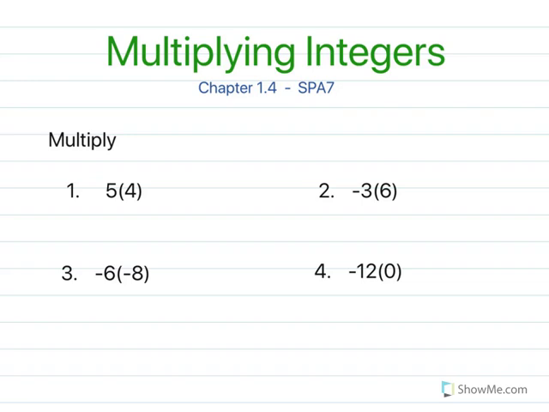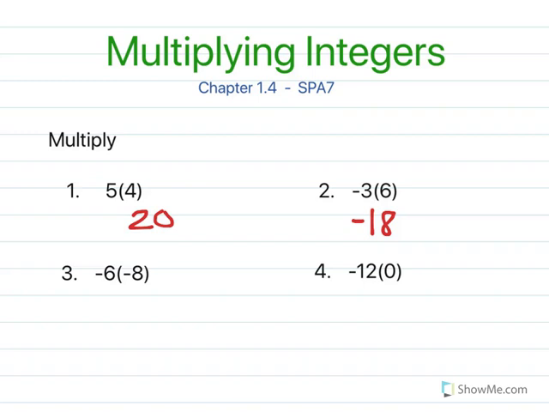So for number one, we have 5 times 4. 5 times 4 is simply 20. There are no negative signs, so it leaves us 20. Now for number 2, we have negative 3 times 6. So we do 3 times 6 and we get 18. Now there's only one negative sign, so think of it as the opposite of 18, which is negative 18. Or if we have a negative and a positive, it's always a negative.